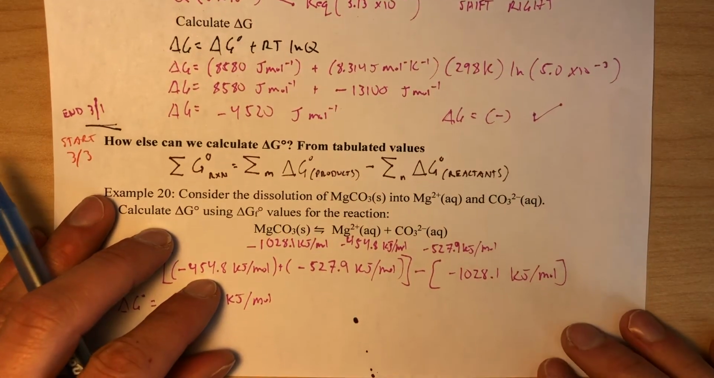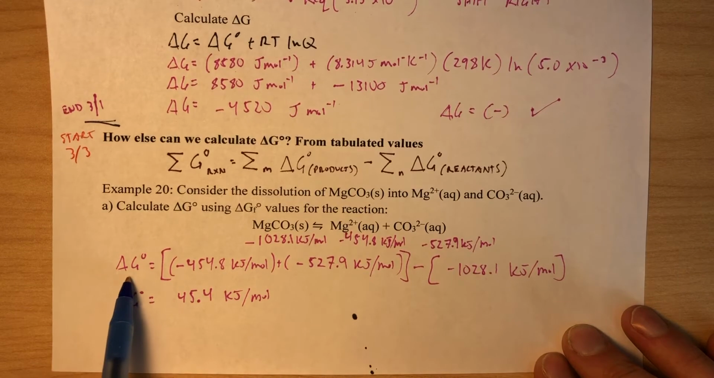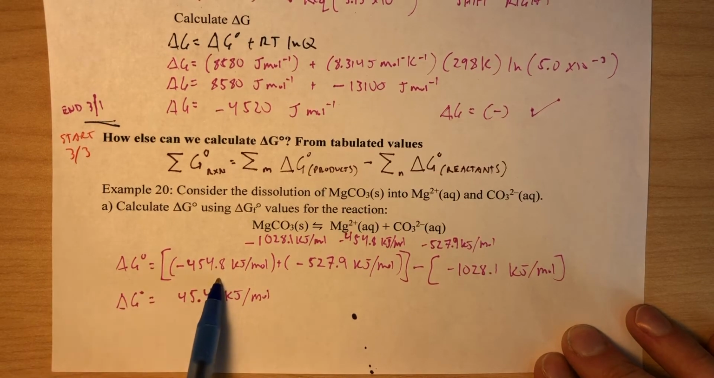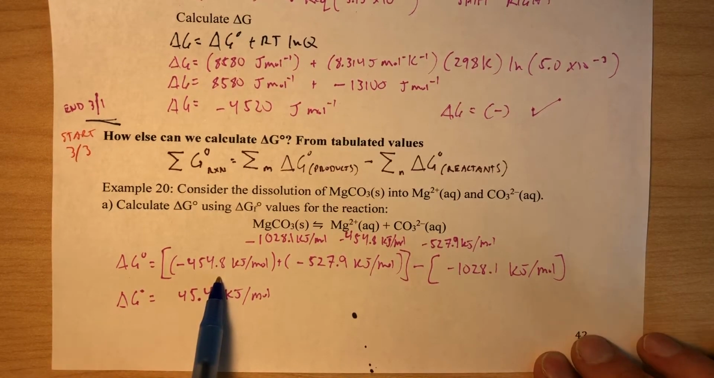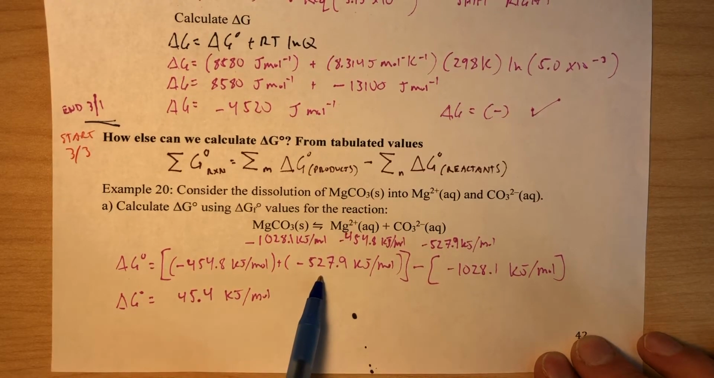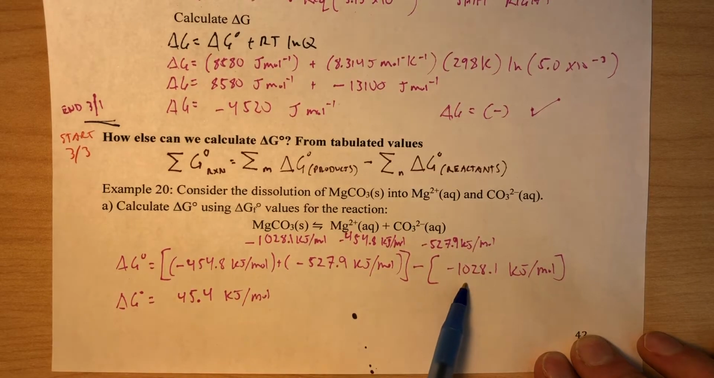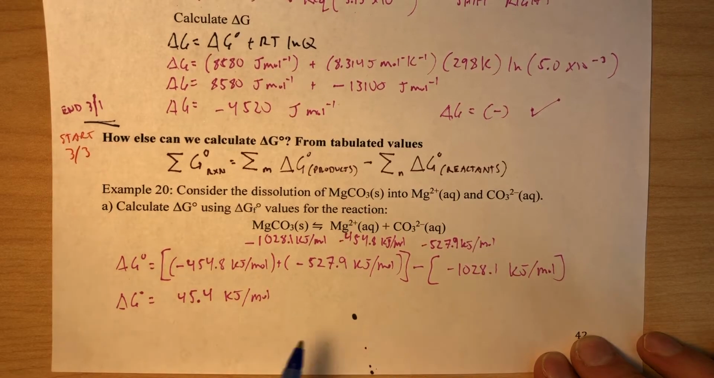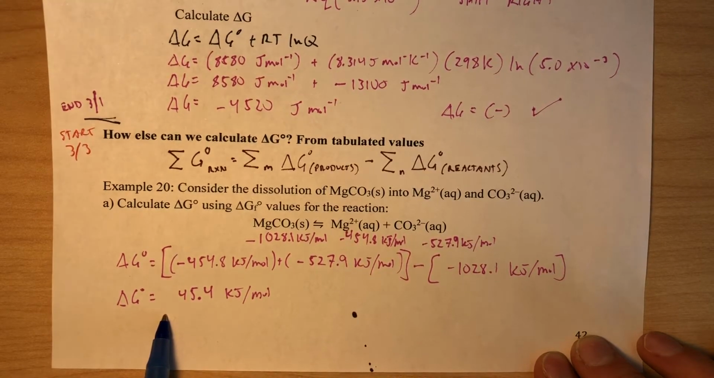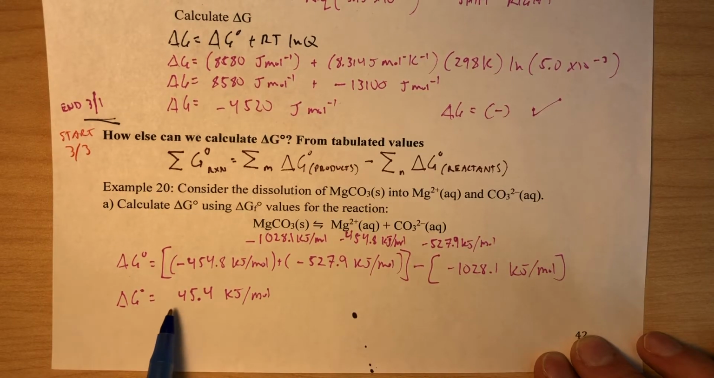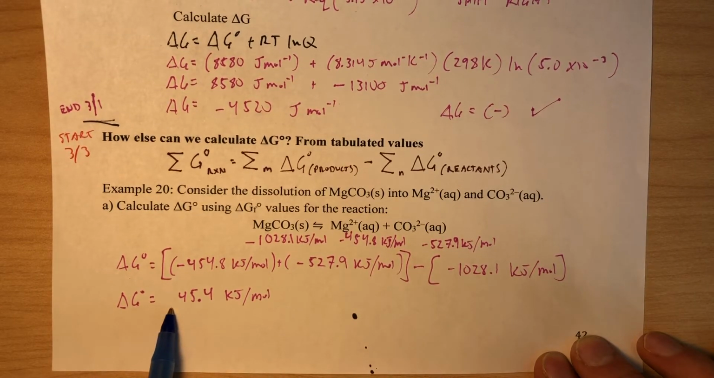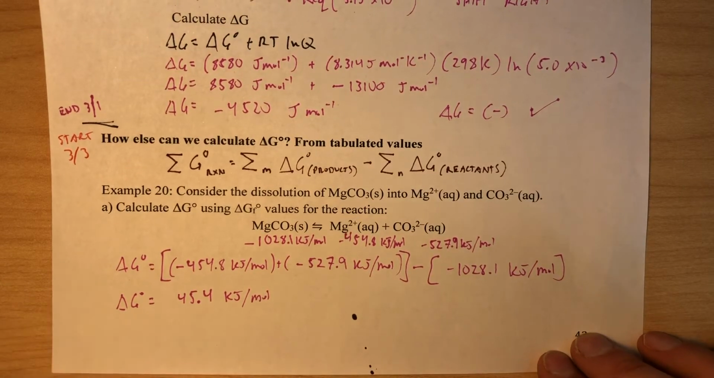When we bring all those values into our equation, delta G is going to be equal to our products summed, so that's negative 454.8 kilojoules per mole plus negative 527.9 kilojoules per mole, minus our reactant, which is negative 1028.1 kilojoules per mole. And we can solve for the delta G for this reaction: it is 45.4 kilojoules per mole. This is a positive value, so delta G indicates that it is an endergonic reaction, which is not spontaneous.